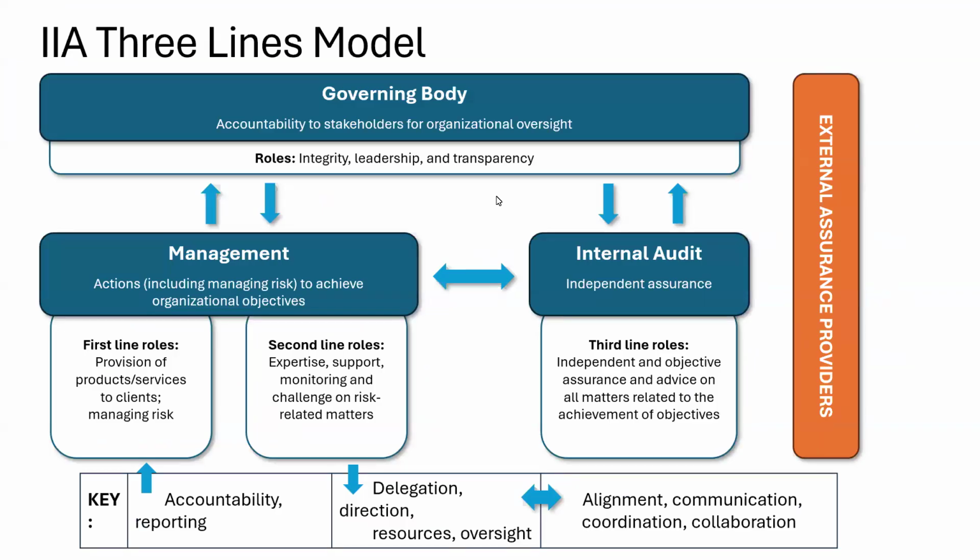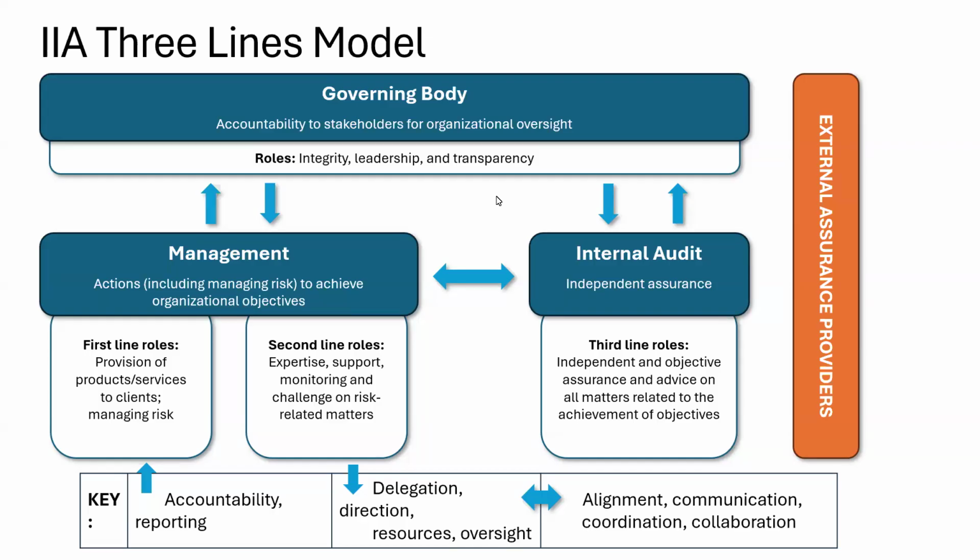So the overall structure, where governance and management and our IA, how it all fits in, is coming from this model called the 3 lines model by the Institute of Internal Auditors in the US. They have come up with this structure or framework. So this is more of a framework for enterprise governance itself. It talks about a governing body who will be accountable to the stakeholders for organizational oversight. And the key roles they are playing are integrity, leadership, and transparency. This is the G, okay, or the governance aspect of it.